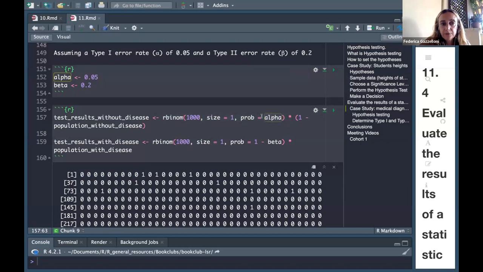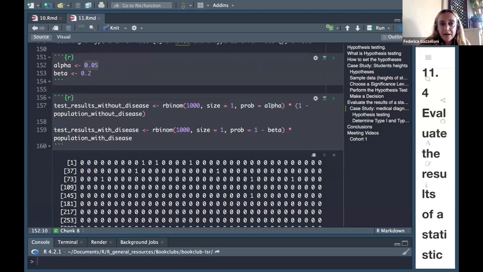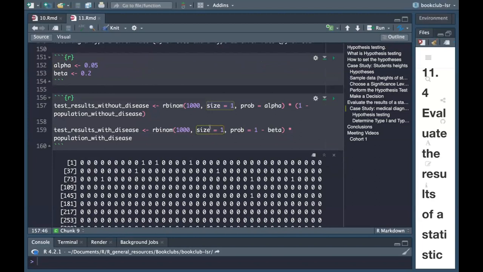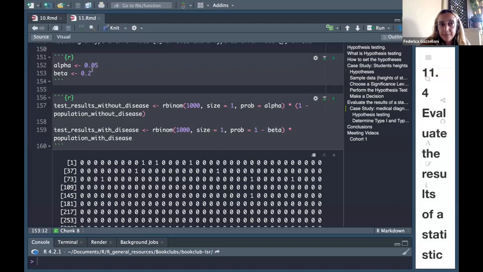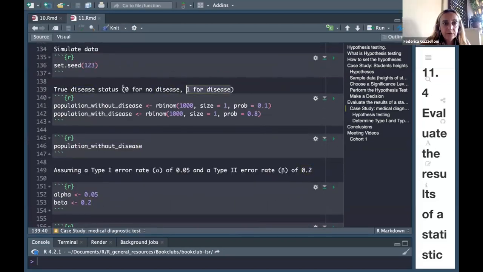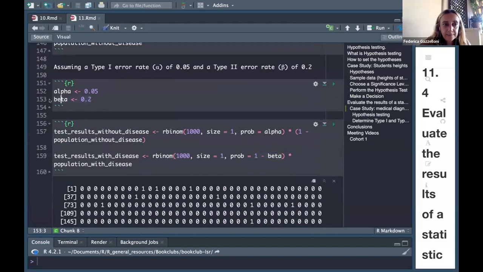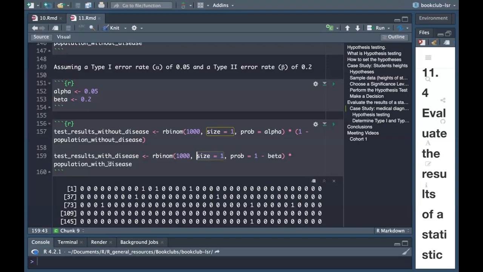This alpha is our cutoff, so that means 5%. This is a bit confusing somehow, but in this case 5% of our population has the disease. While in this case 1 minus beta, which is the 80%, so 1 for disease and 0 for not. In this case, 1 minus beta, so 80%.